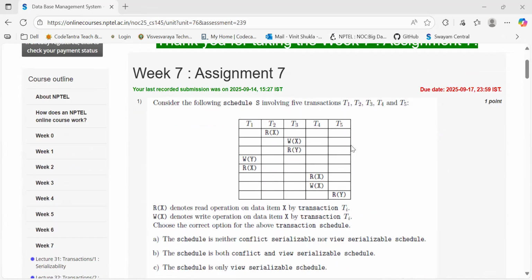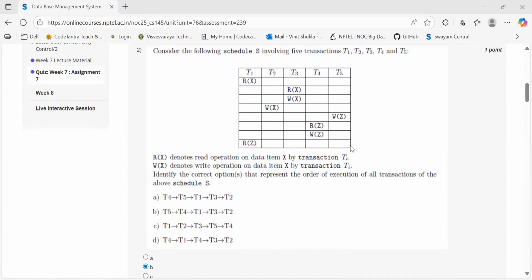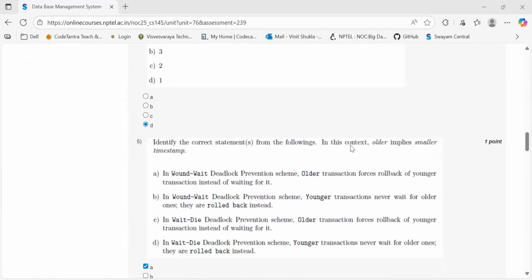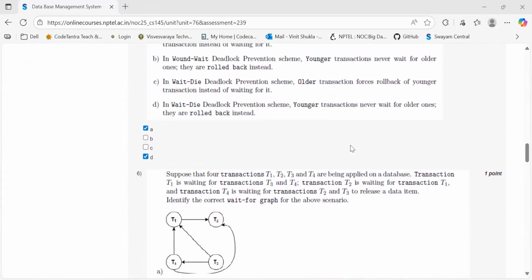Let me revise it again. Question number 1, B. Question number 2, B. Question number 3, B. Question number 4, D. Question number 5, A and D.